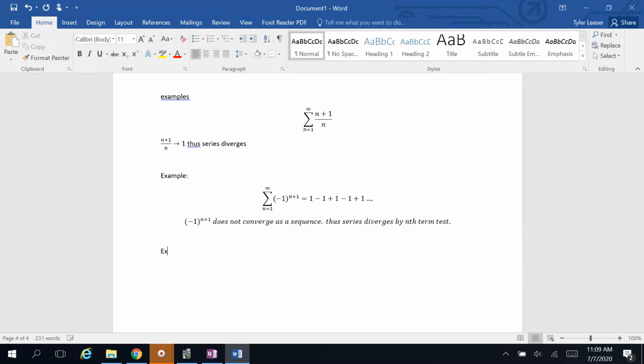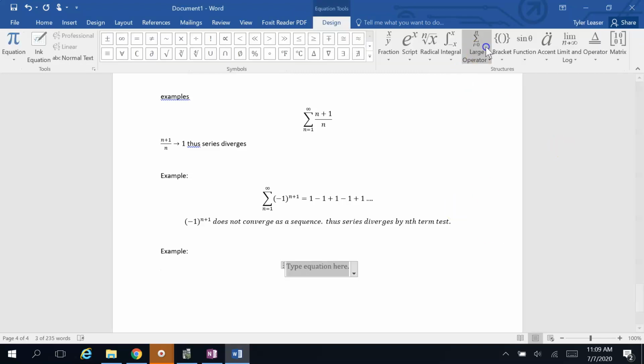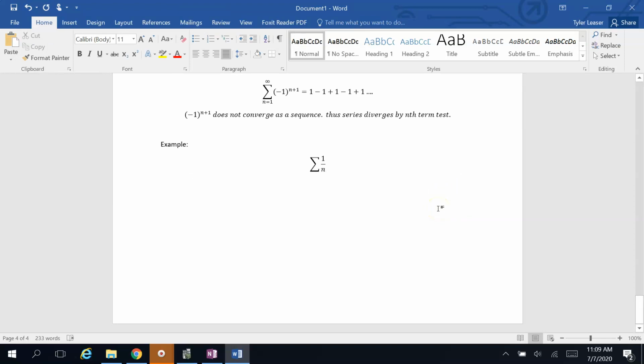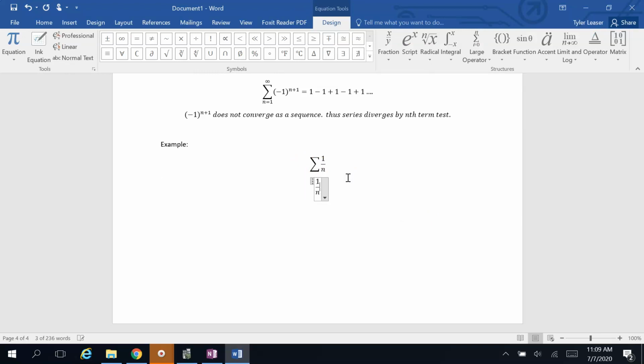All right, let's look at one that's inconclusive. So just one more example here. Let's look at the infinite series of, let's do 1 over n. Okay. So as a sequence, 1 over n does go to 0.